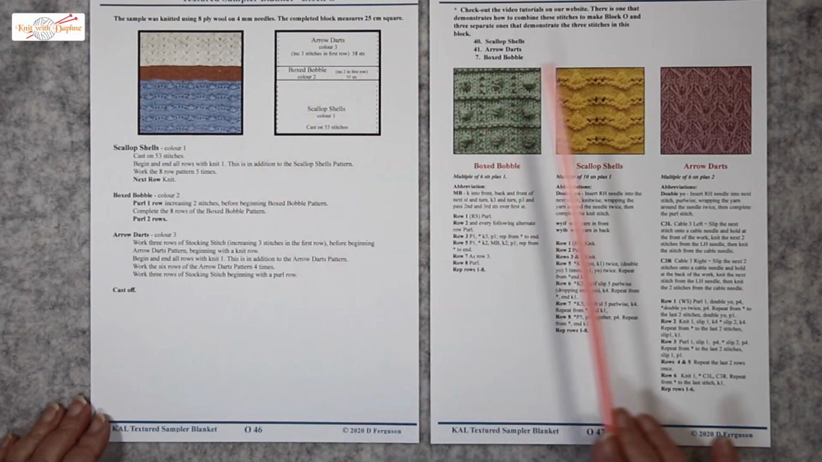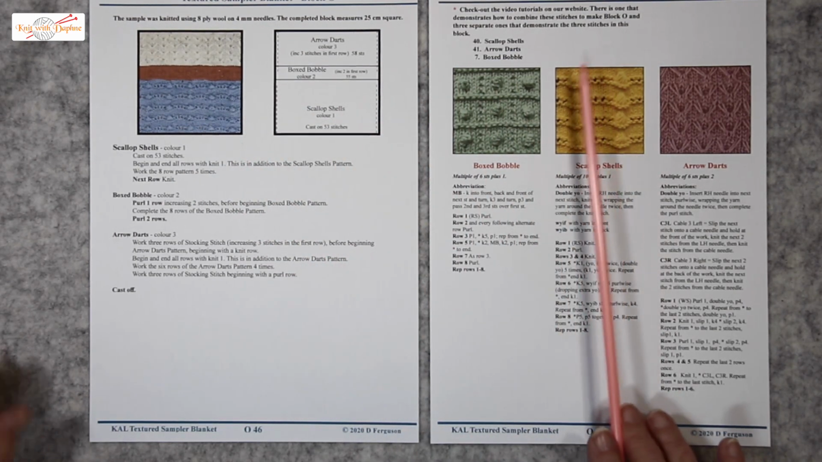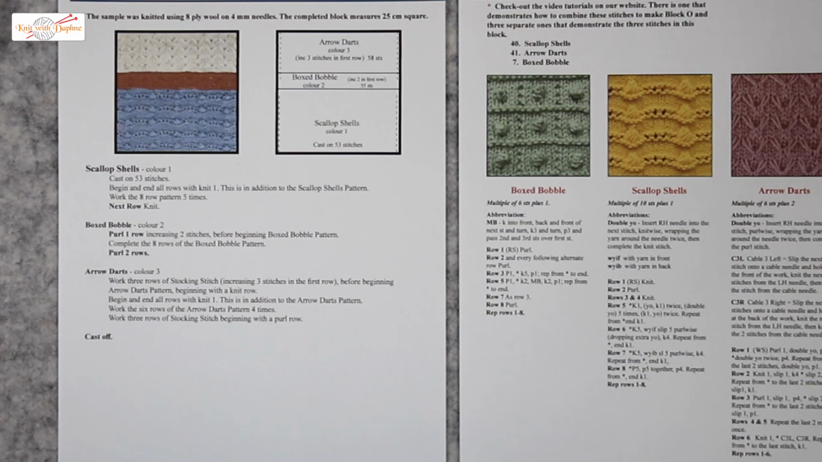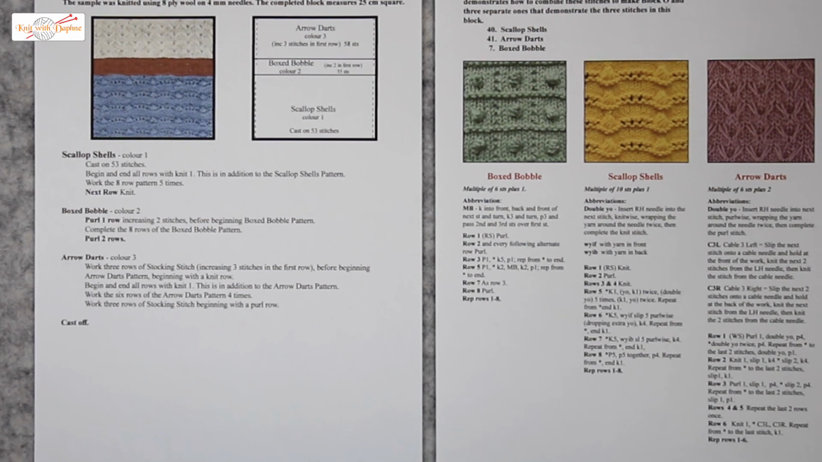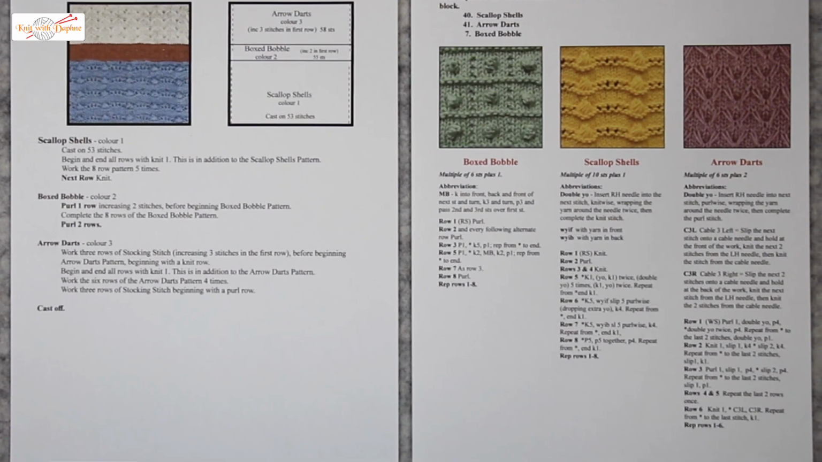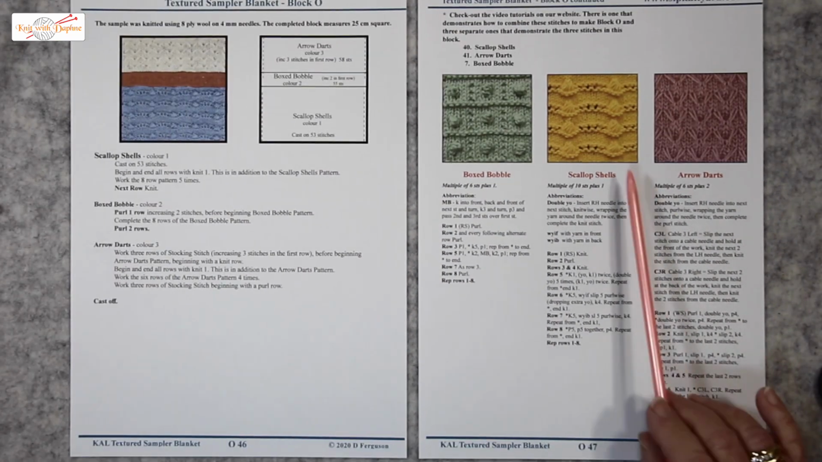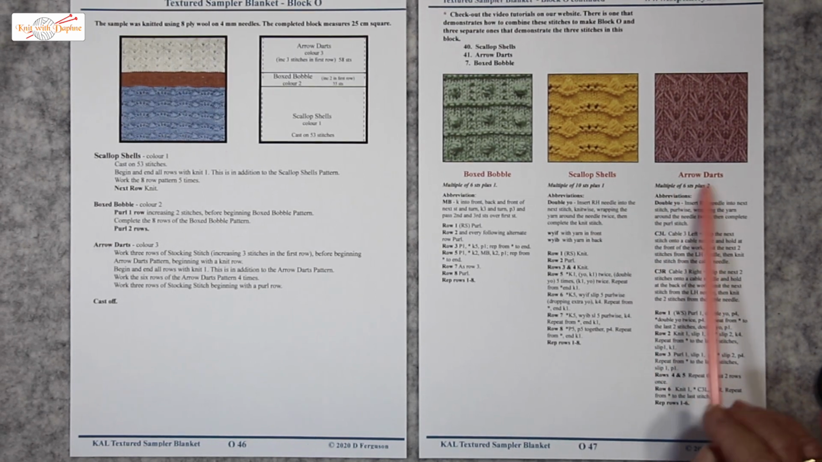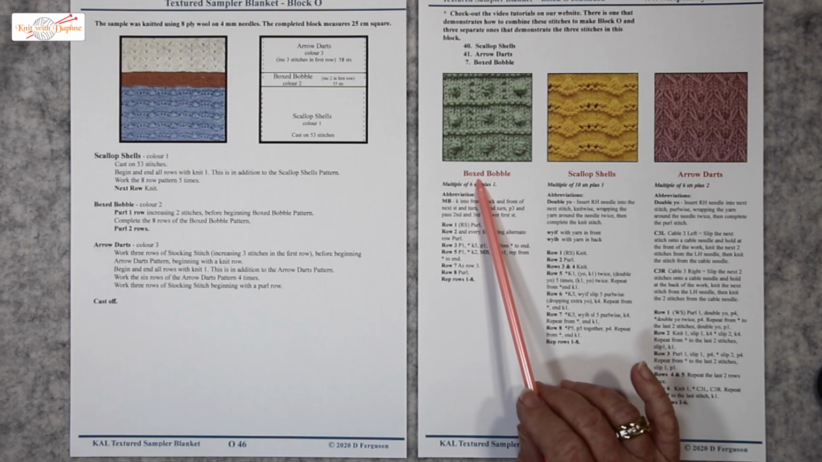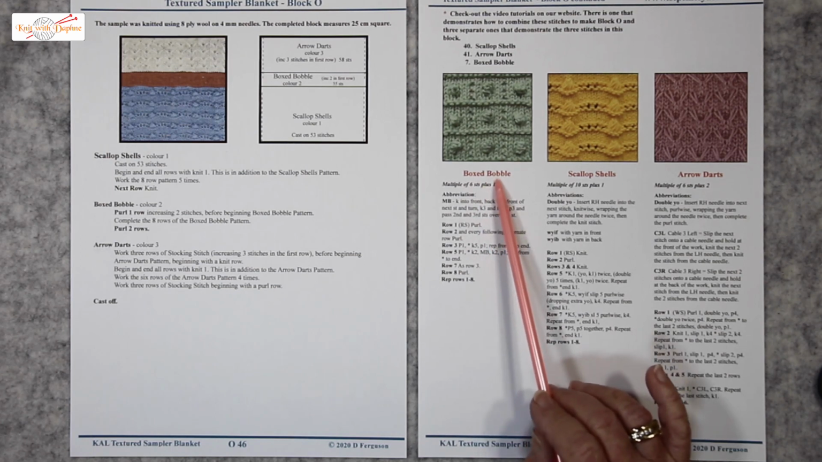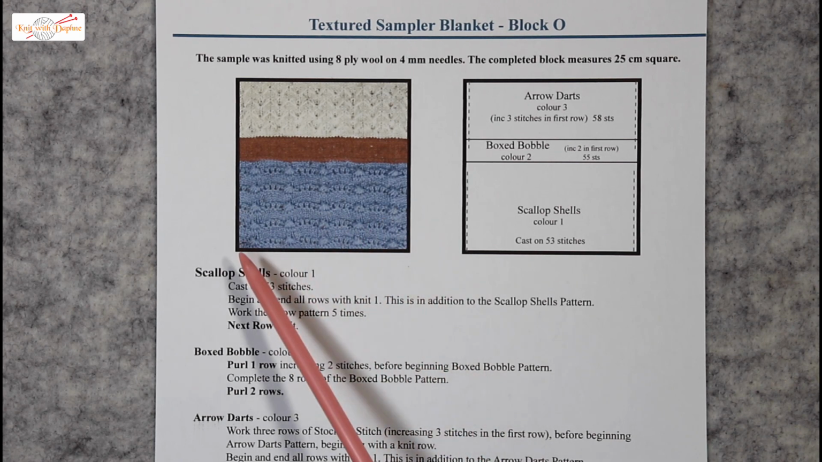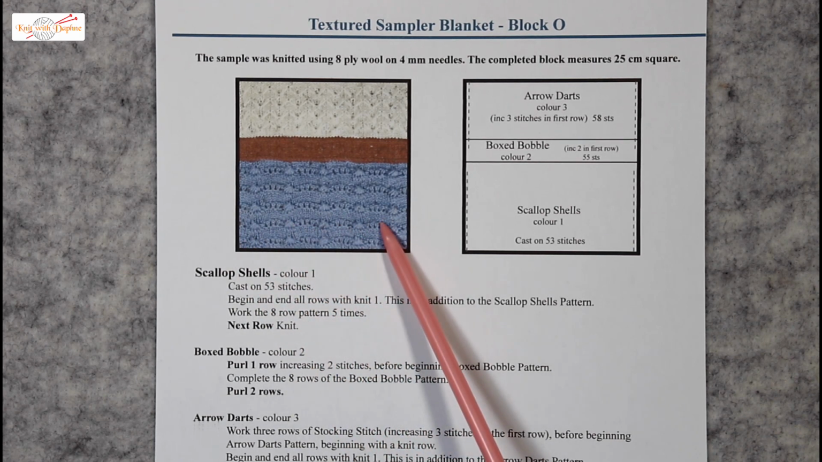Here are the 2 pages that show you how to make Block O of the textured sampler blanket. If you're putting them in a display book, it must be looking very beautiful and lovely and inspirational by now. We have 2 new stitches, scallop shells and arrow darts, and we're repeating one that you did in an earlier block, boxed bobble. The first stitch is scalloped shells, a lovely wavy pattern.